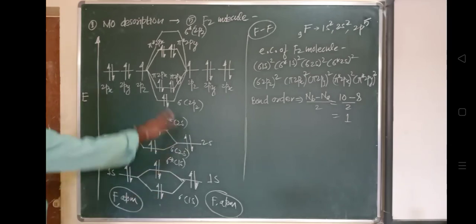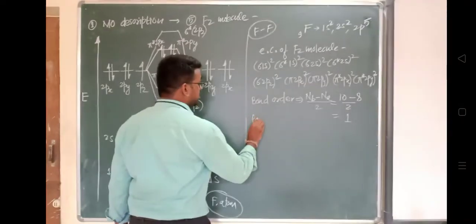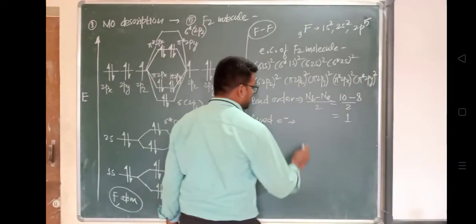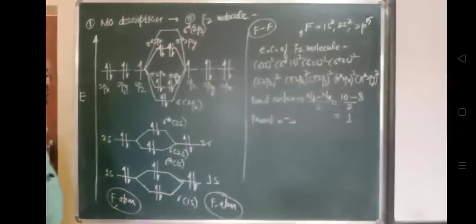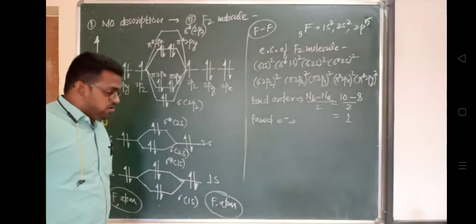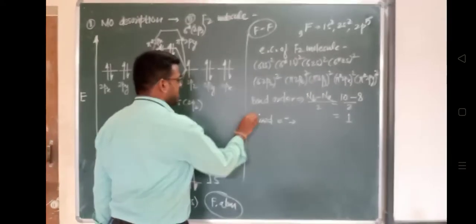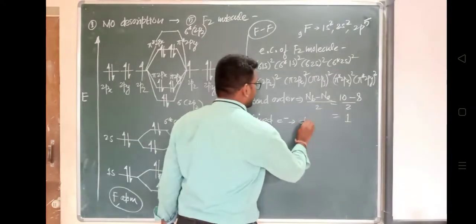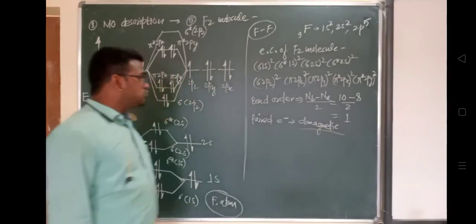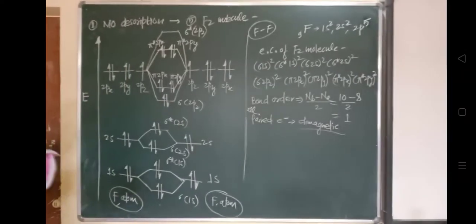Is there any unpaired electron you are observing? There are no unpaired electrons; all are paired electrons present in this fluorine molecule. As we have seen in the case of oxygen, there are two unpaired electrons, in pi star 2px and pi star 2py, as you saw. That's why it is paramagnetic in nature, but this is diamagnetic in nature. Diamagnetism is due to all paired electrons. So we can write here: all paired electrons. So this is the general information.